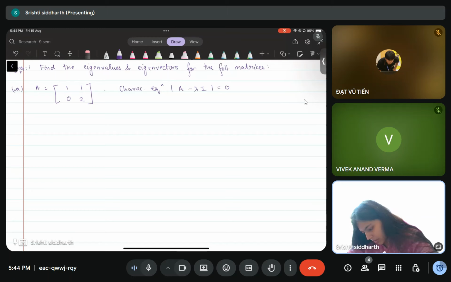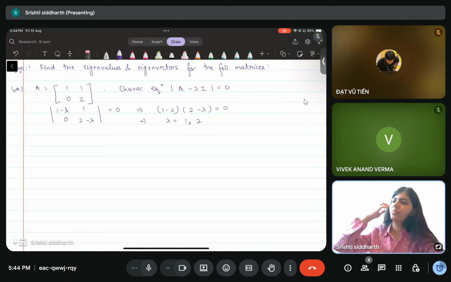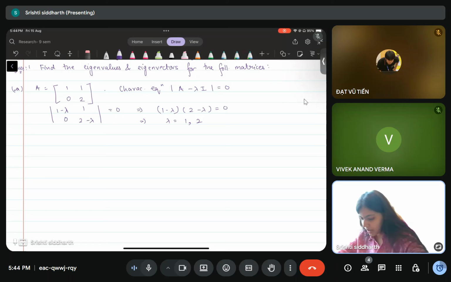So this becomes (1 minus lambda)(2 minus lambda), with 1 and 0 in the other entries. The determinant should be 0. This implies the eigenvalues are 1 and 2. So these are distinct eigenvalues. So we can perform a similar procedure as in the example. These are distinct.